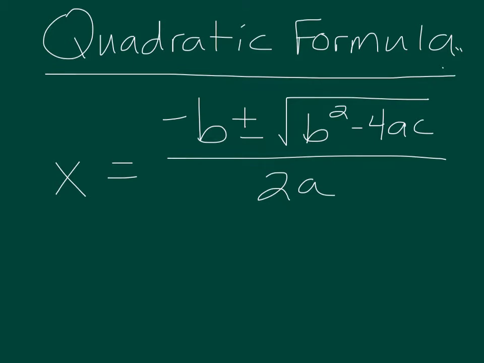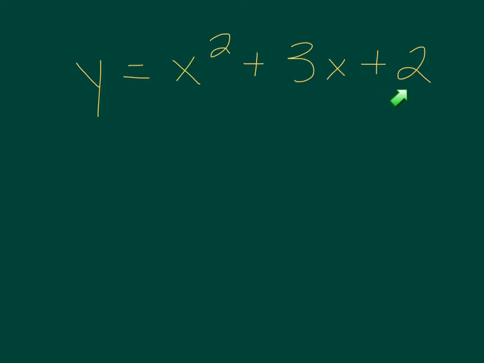Okay, don't forget about the quadratic formula when you are working with quadratic equations because it will work every single time. Now, if, for example, we have y equals x squared plus 3x plus 2, and we're trying to find the y-intercept, that's just going to be the c value here on the end. So my y-intercept is going to be (0, 2).